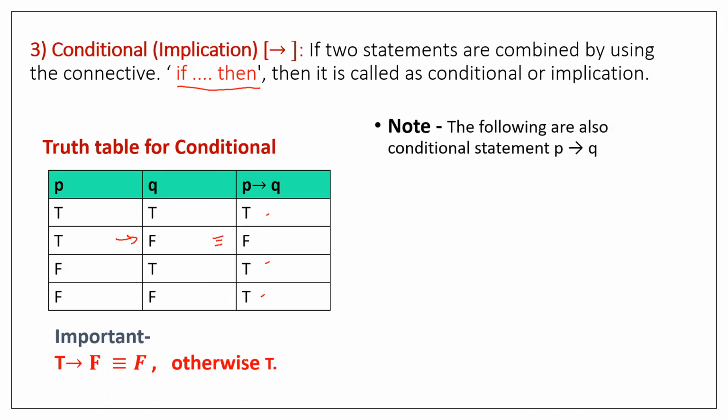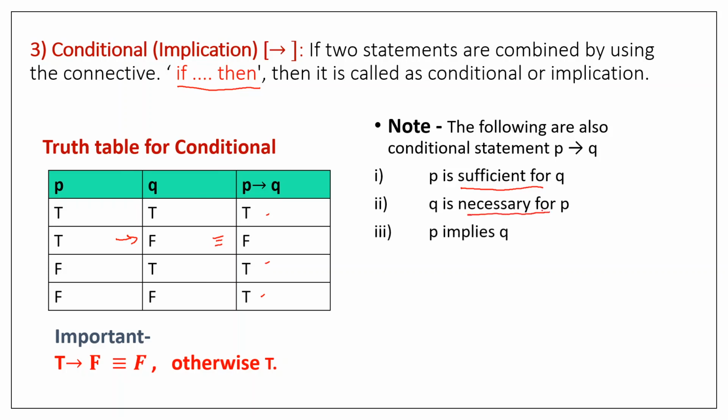Now, there is one important note. The following are also conditional statements, meaning P implies Q: P is sufficient for Q; Q is necessary for P; if P then Q; Q follows from P; P only if Q. All these are nothing but conditional connectives.